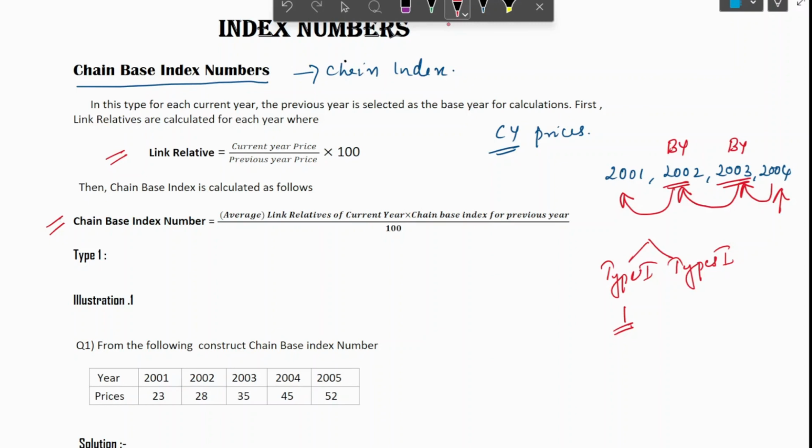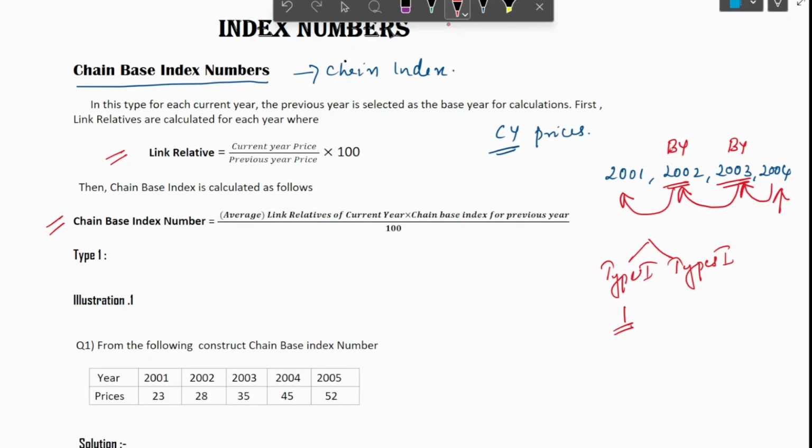Link relative, what is the meaning? That means what is the link between these years? That is what it gives. Link relative equals current year price divided by previous year price into 100. After calculating the link relative, you can calculate the chain-based index number.